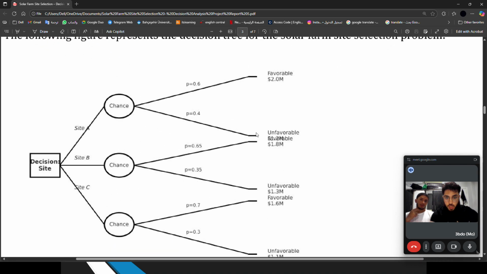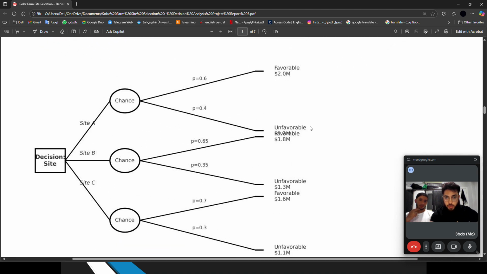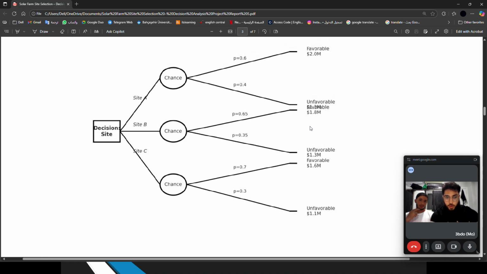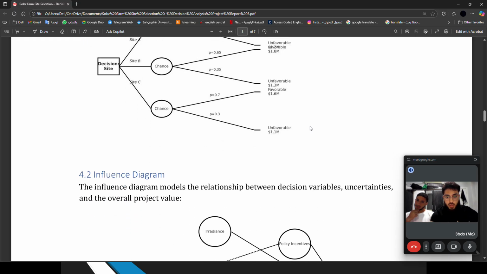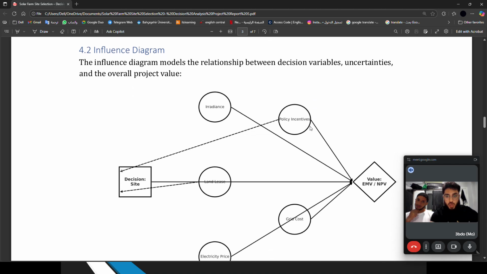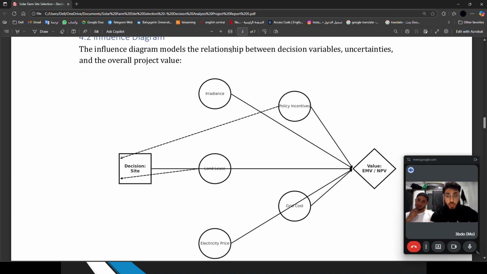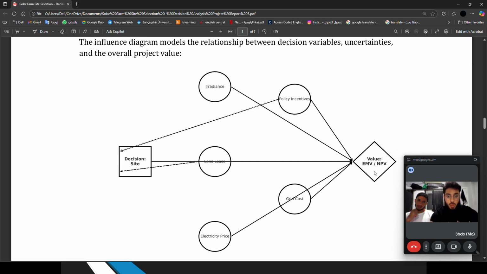This is the decision diagram. We're not very good at drawing, that's why. So the following figure represents the decision tree for the solar farm site selection problem, and this is the influence diagram, which models the relationship between decision variables and uncertainties and the overall project value.